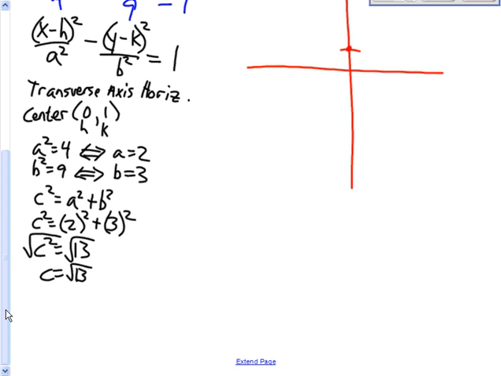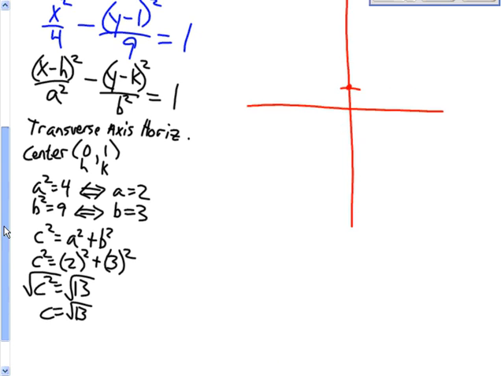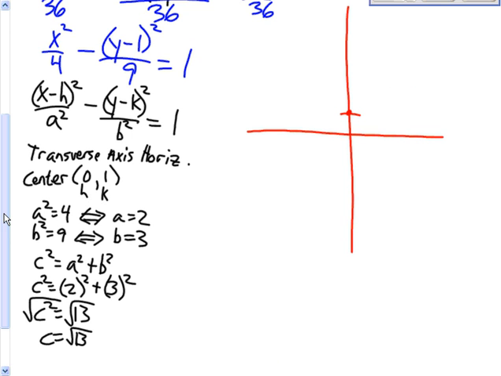Okay, let's put all these points on there. We got our h, k, our center. And remember, the transverse axis is horizontal, so I know this thing's going to look like this and this, right? That line between those vertices. Our a length, which is 2, has got to go 2 to the right instead of up and down this time, and then 2 to the left. So there's my vertices, a distance a from our center.